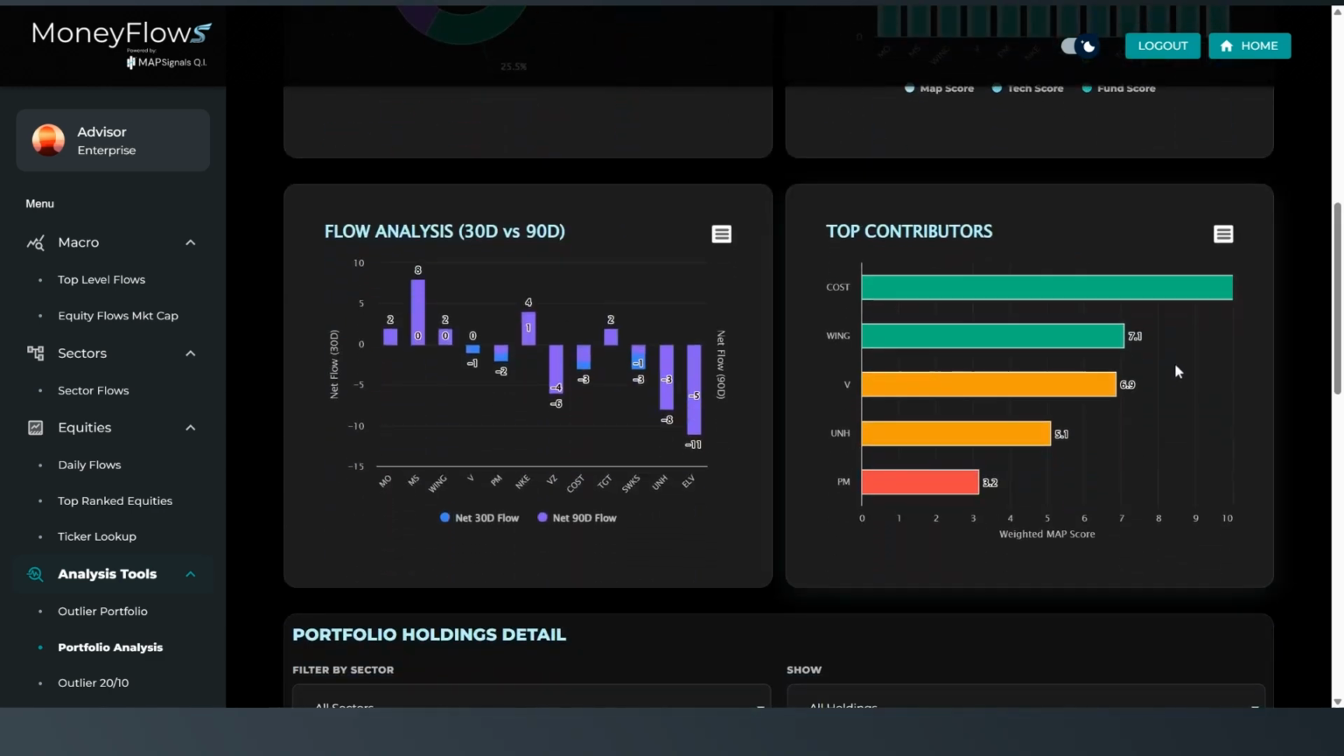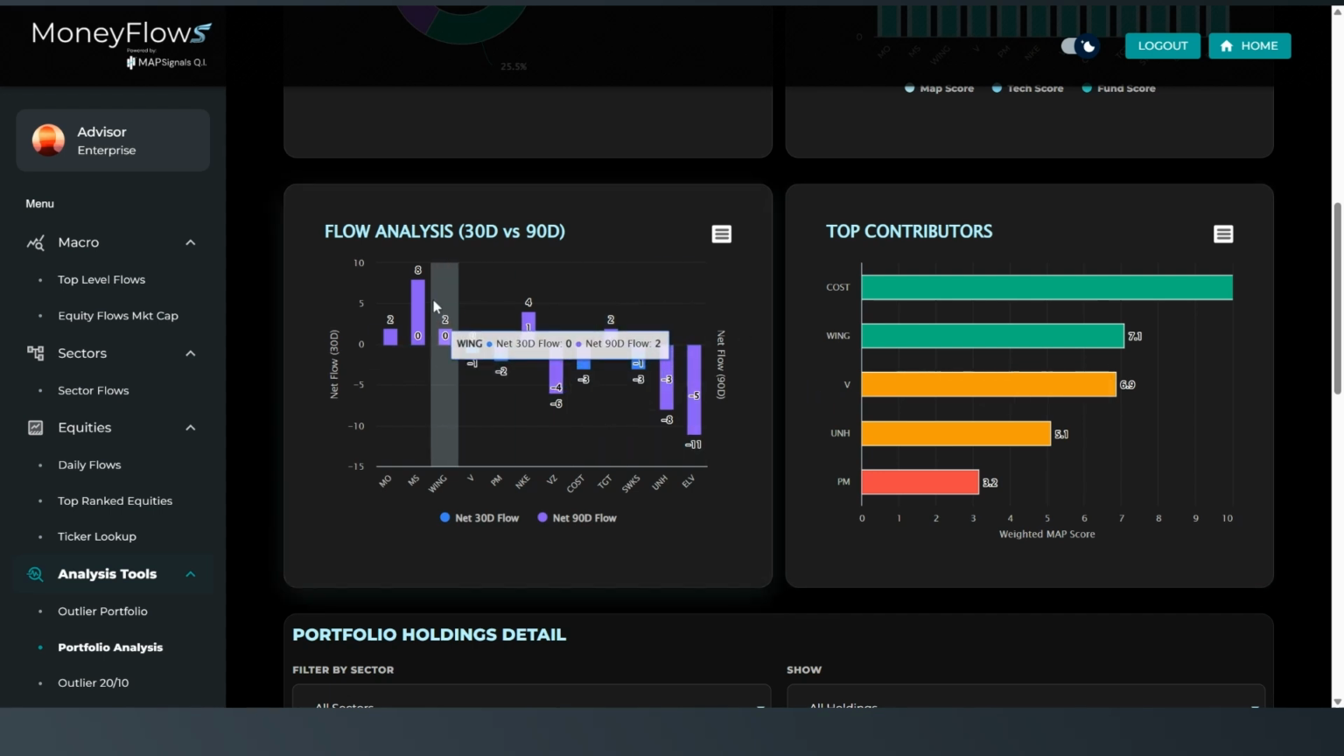Here you can see the flow analysis of your portfolio. So we hover over here, we can see Morgan Stanley had a net flow of 8, so that is 8 inflows over the past 90 days. We come down here to Elevance, ELV. It's had a lot of outflows. 5 outflows over the past 30 days and 11 outflows over the past 90 days.